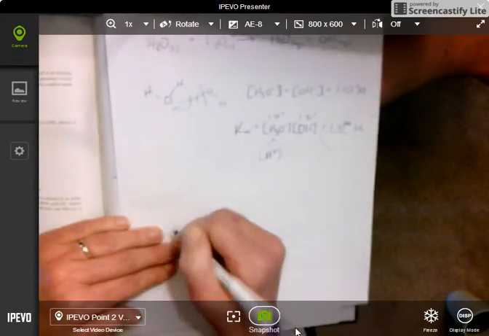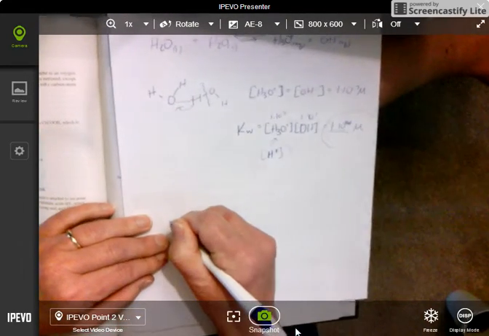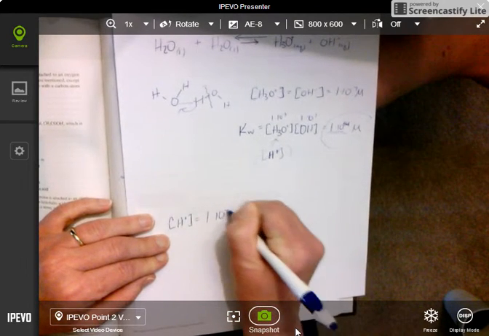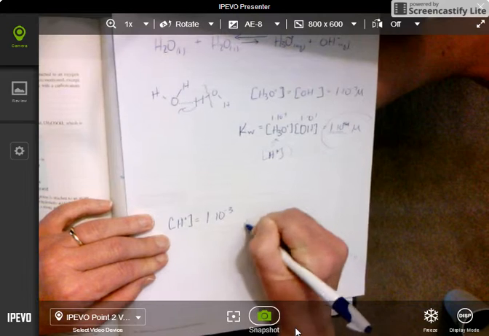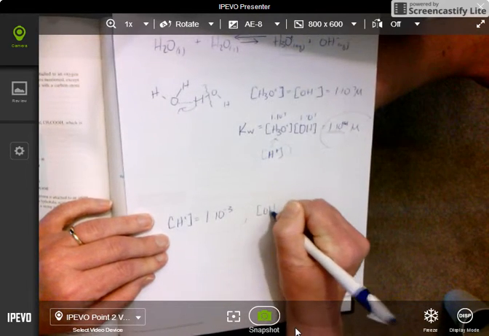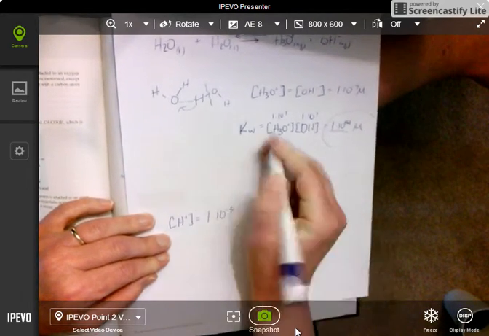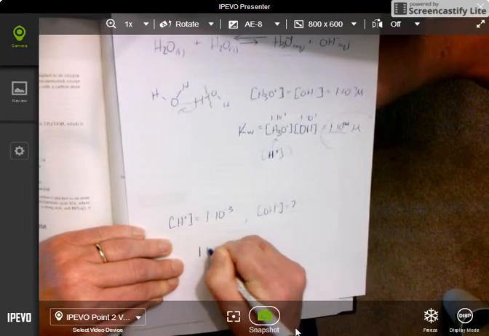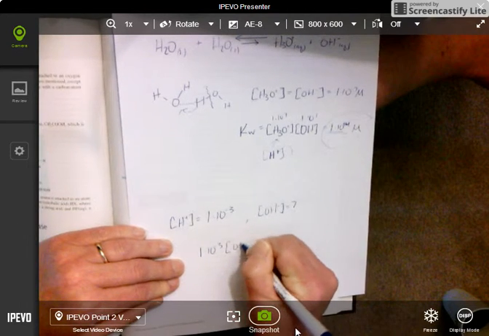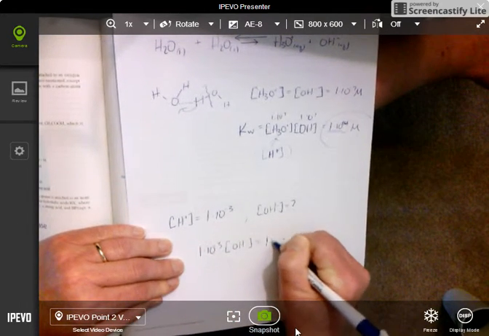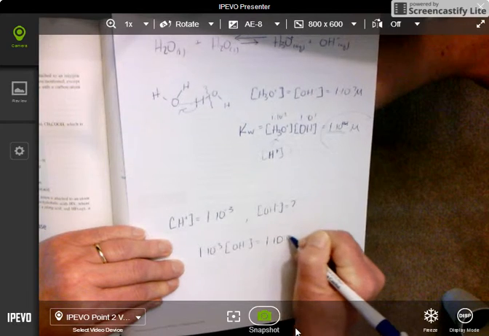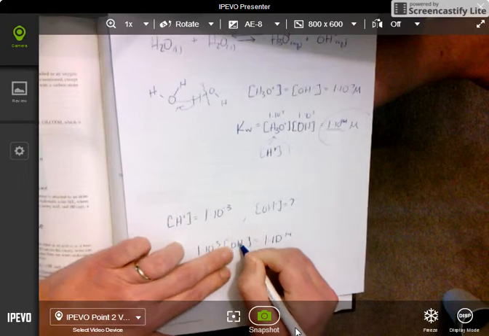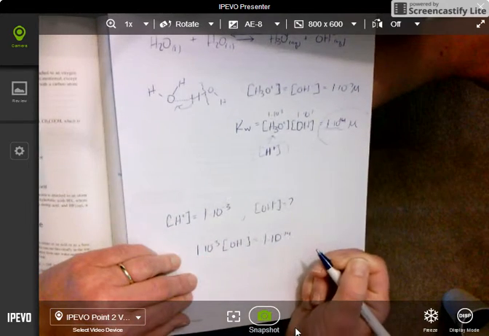So for example, if I tell you the hydrogen ion concentration is 1 times 10 to the negative 3, and the question asks, what is the hydroxide ion concentration? You know that the two have to multiply together to equal 1 times 10 to the negative 14th. So 1 times 10 to the negative 3rd times the hydroxide ion concentration equals 1 times 10 to the negative 14th. You divide both sides by 1 times 10 to the negative 3rd, and the hydroxide ion concentration is 1 times 10 to the negative 11th.